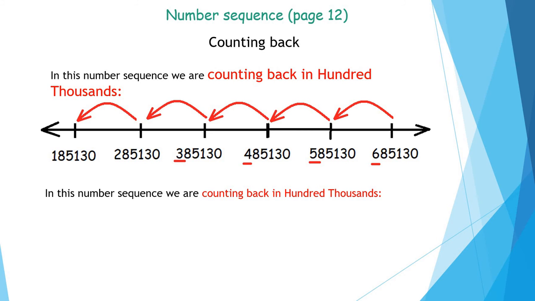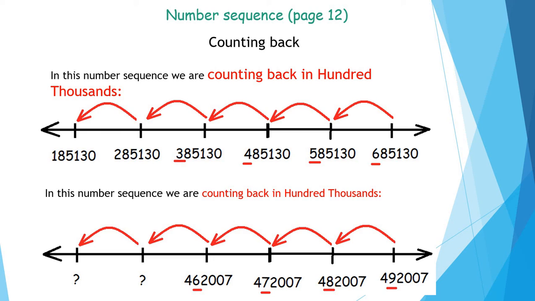Another exercise. In this number sequence, we are counting again back, taking away in 100,000. So again, we are talking about 100. No, this is a 10. I will fix this one. That's okay. It's the 10,000 place because we are talking about 5 places. So this is the 10,000 place. So forgive me, we are counting back in 10,000.